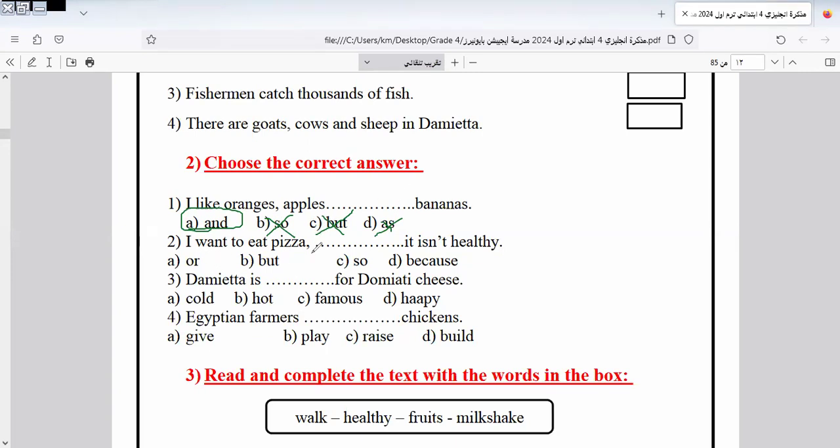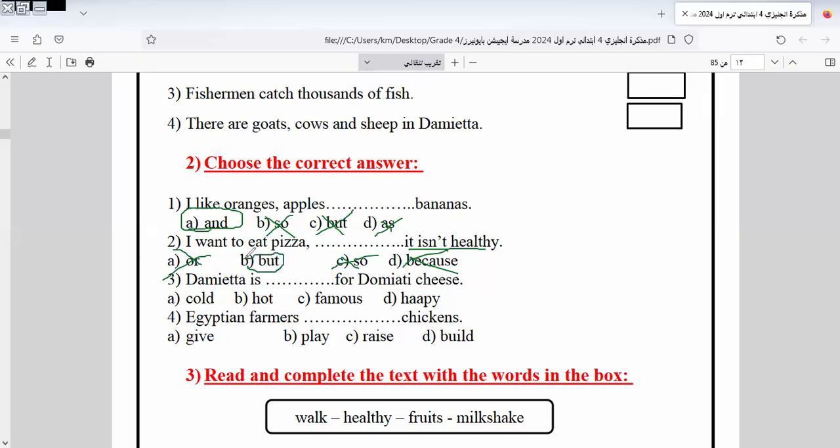I want to eat pizza, but it isn't healthy. As we know, we have a keyword that we use when we have an affirmative sentence and a negative sentence. Which word is this? You can say "because", wrong. We can say "so", wrong. "So" is used for a result. We use "so" with a result. So it's not right.